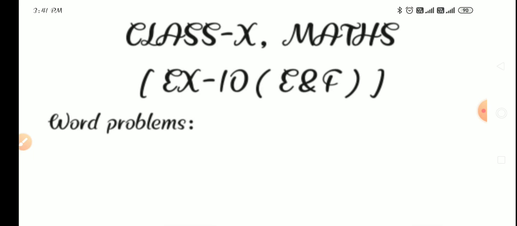And after completing exercise 10th E, you have to do exercise 10th F, and if you have any doubt you can ask.